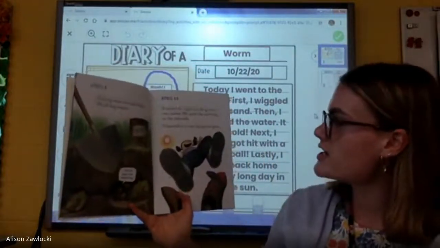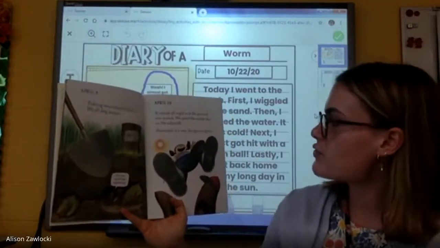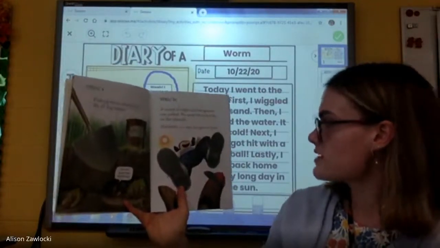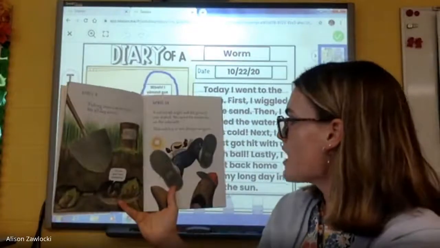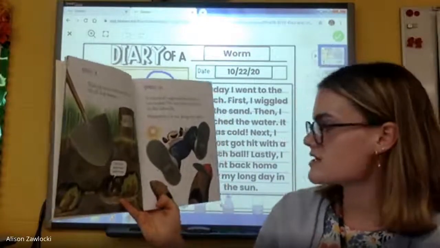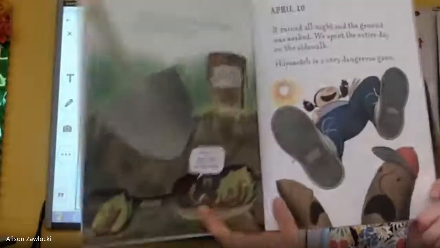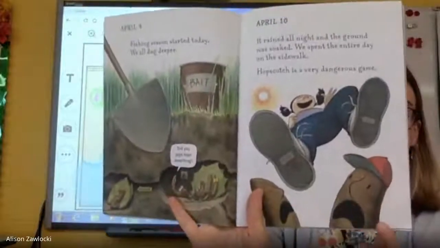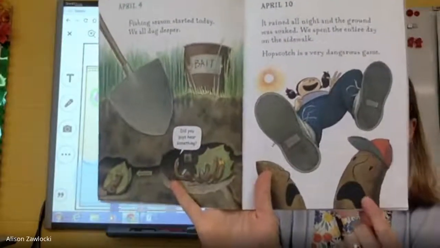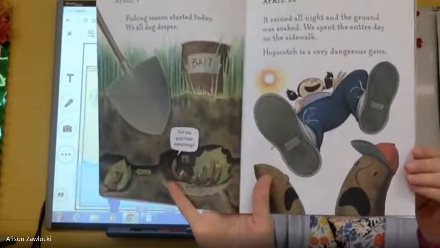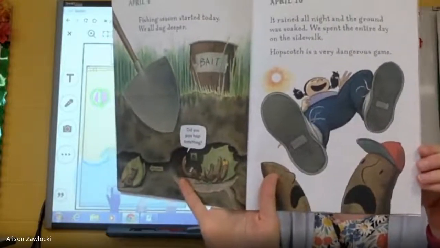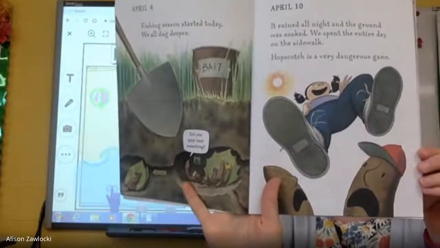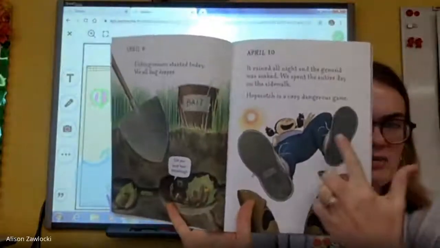April 10th. It rained all night and the ground was soaked. We spent an entire day on the sidewalk. Hopscotch is a very dangerous game. So here we have the worm and his friend. How do you think the worm is feeling right here? We talked about feelings and senses. I think he's feeling very scared. I agree.